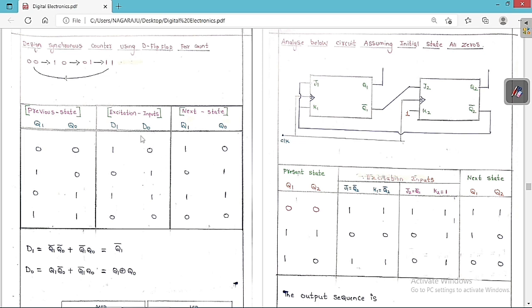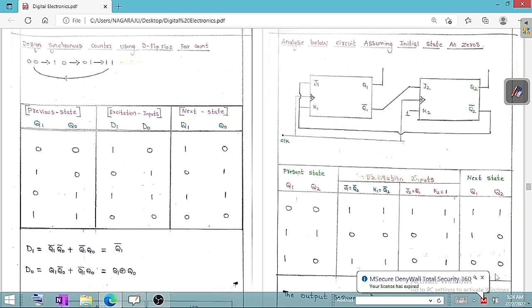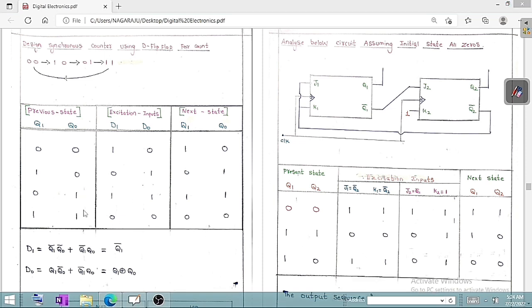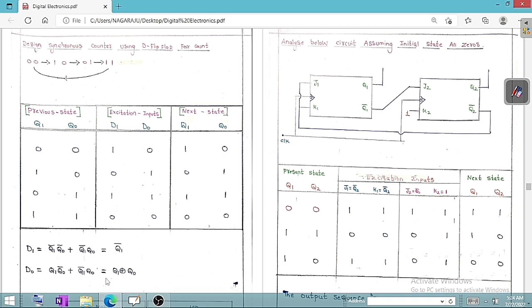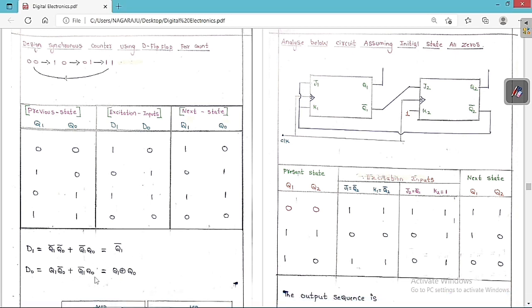Similarly, I want to simplify D0 in terms of Q1 and Q0. D0 is nothing but Q1 Q0 bar plus Q1 bar Q0. I am writing this in SOP form. If you simplify this one, we basically get Q1 XOR Q0. So now we know the input values D1 and D0, and now we have to build this circuit.